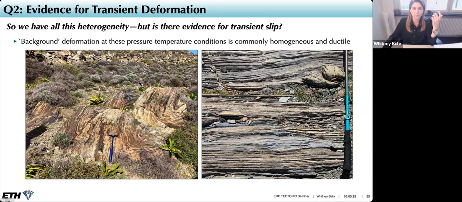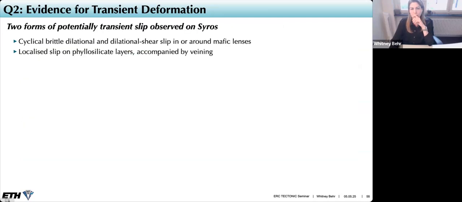It's very common, for example, to see multiple generations of ductile folds, as in the left photo here, or as in the mylonite photo that I showed before, where you've just completely homogeneously strained the rocks to form this really uniform foliation. That said, despite this pervasive background evidence for viscous creep, it's also really common to find evidence for coeval, brittle, or localized deformation. And we distinguish two forms of these, even though they often occur together.